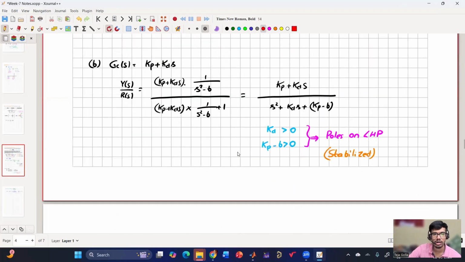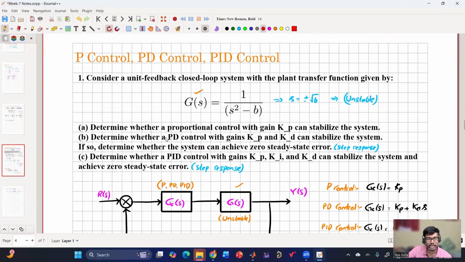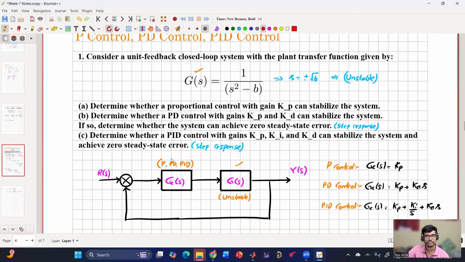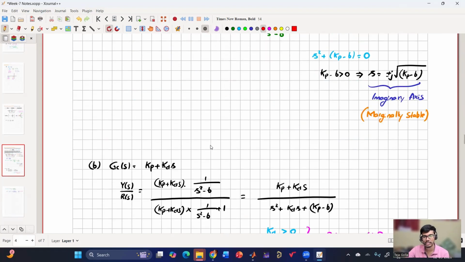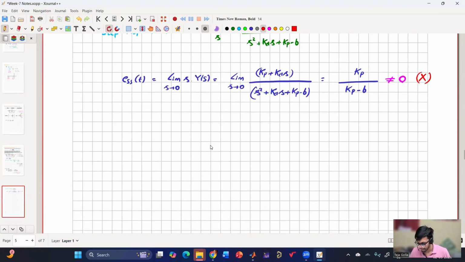Now let us go back. Yes, sir. The PD control can stabilize, yes, but whether the system can achieve zero steady state error, no. So now let us see whether a PID control can stabilize the system and whether it can achieve zero steady state error. For the PID controller, again we'll write the transfer function and then start solving.